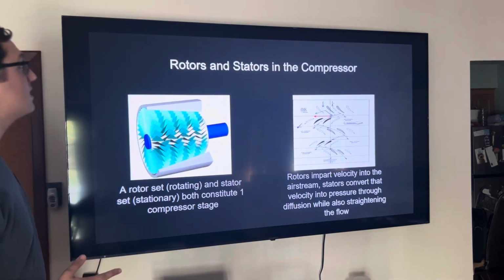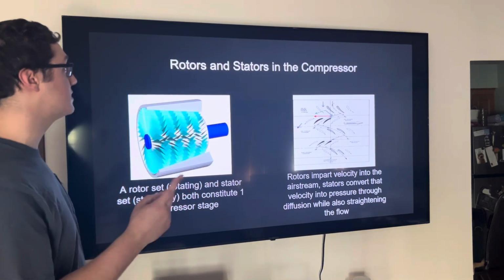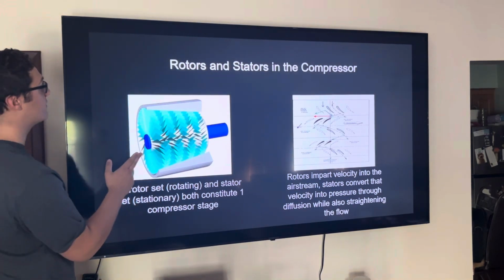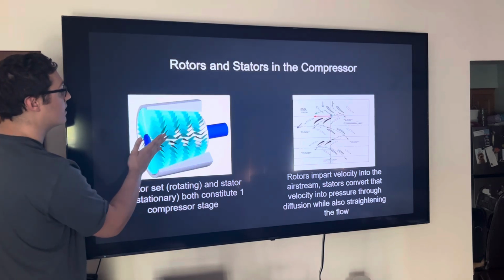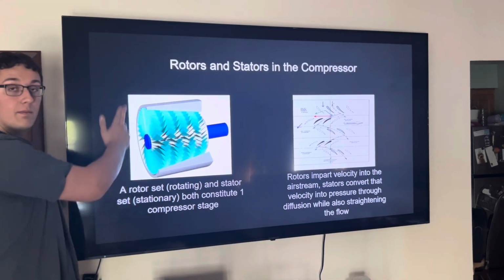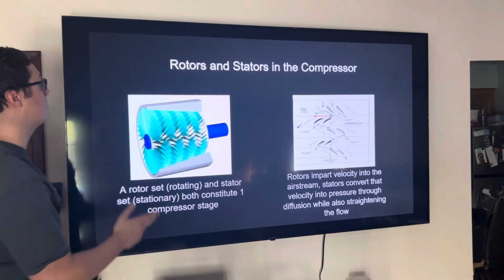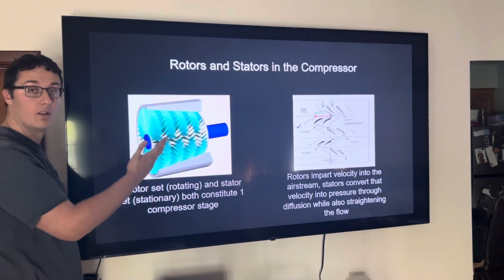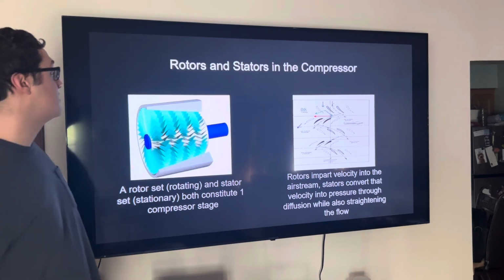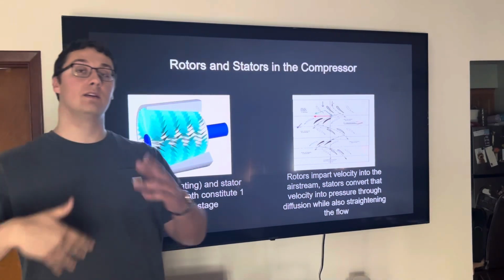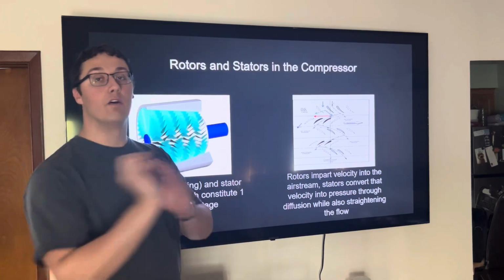So what are the two main components of an axial compressor used in the jet engine? Well, we have the rotors and the stators. If you look at this visual here, we have a set of rotating blades followed by a set of stationary blades. Then another set of rotating blades followed by another set of stationary blades. So if you haven't guessed already, the rotating blades are called the rotor, and the stationary blades are called the stators. The job of the rotor is to spin, suck in air, and impart velocity on the airstream. So it's taking the air, making it go fast.